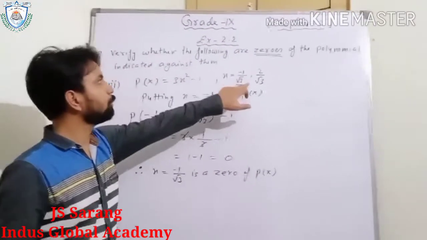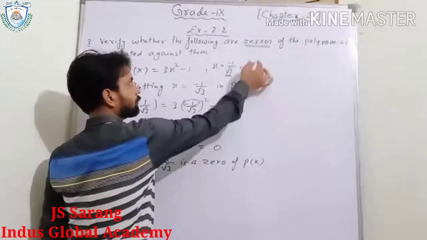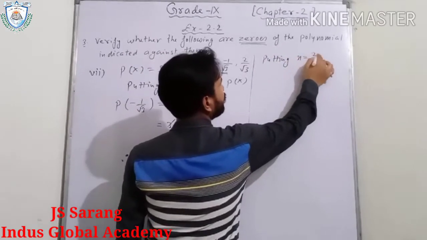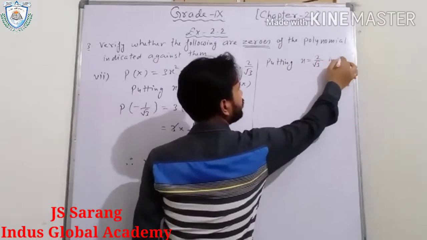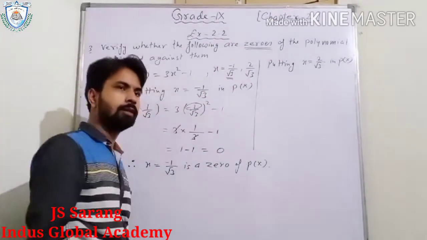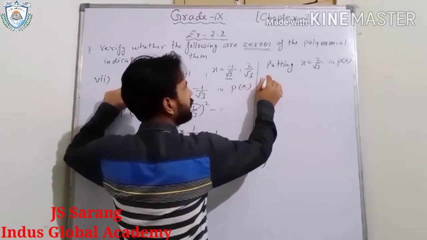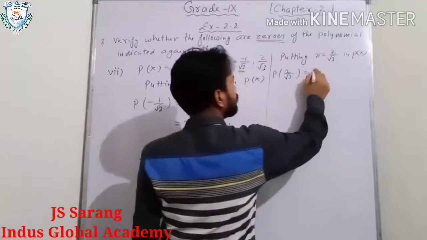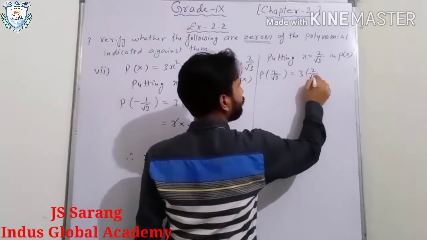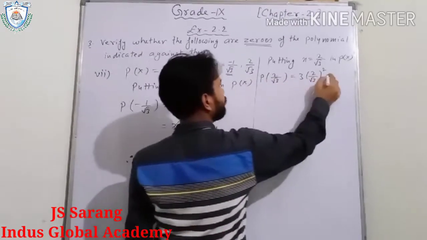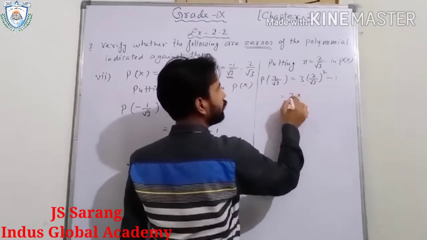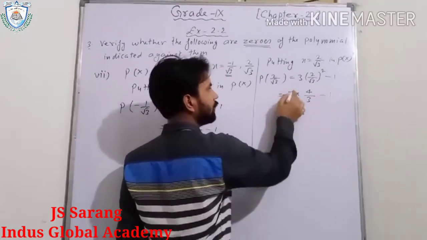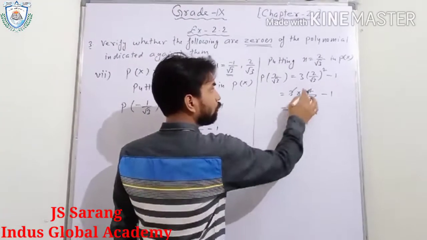Understood? Now we will have to check the second value, 2 upon root 3. So putting x equal to 2 upon root 3 in p(x). Clear? So p of x means p in place of x we will put 2 upon root 3, equal to 3x square. So 3 into x, which is 2 upon root 3 squared, minus 1. Now see, 3 into, beta, 2 square gives you 4 upon root 3 square, you will get 3, minus 1. 3 and 3 cancel. Now 4 minus 1 is left.